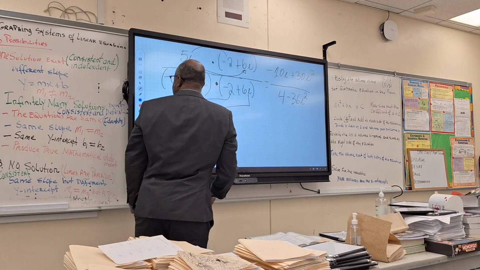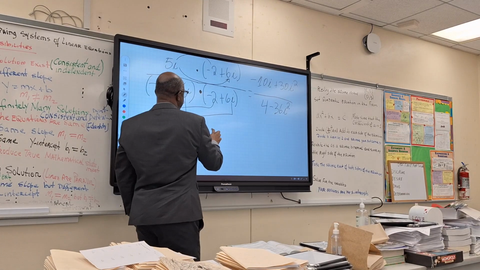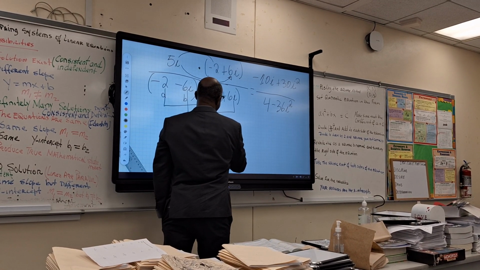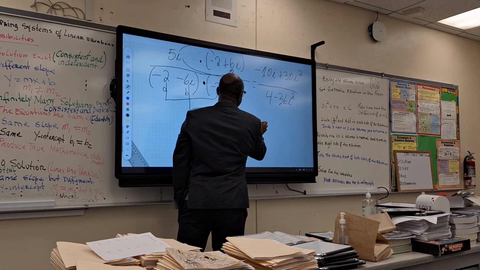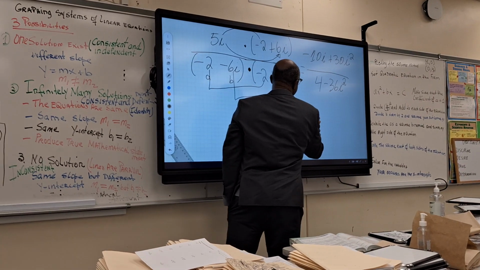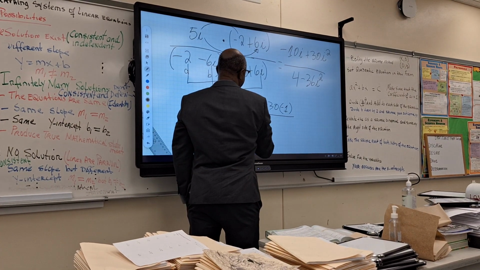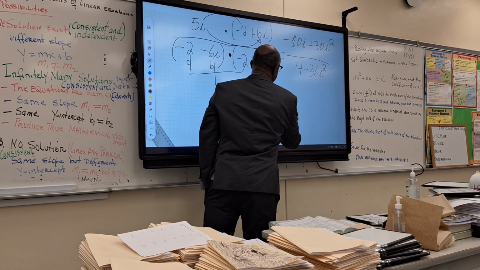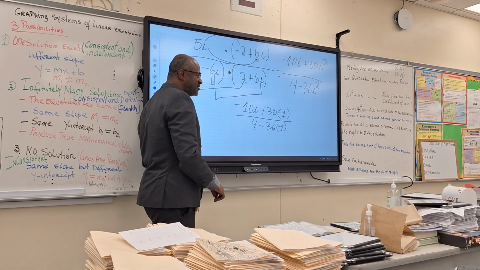So we have to do some simplification, right? We know what i squared is equal to. What is i squared? Negative 1. So now I will have negative 10i plus 30 times negative 1 as my numerator, over 4 minus 36 times negative 1. I have to replace my i squared. So far, so good?